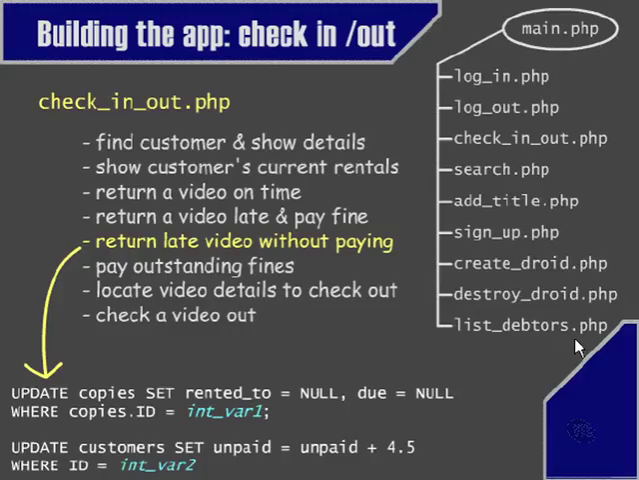then we need to run essentially two queries. First of which does exactly the same as the previous one, to put the copy of the video back on the shelf, and the second query returns the exact figure for the late fees in the customer's table, in the unpaid column. And here the 4.5 should actually be a variable, and that would be something that would be returned by the application.